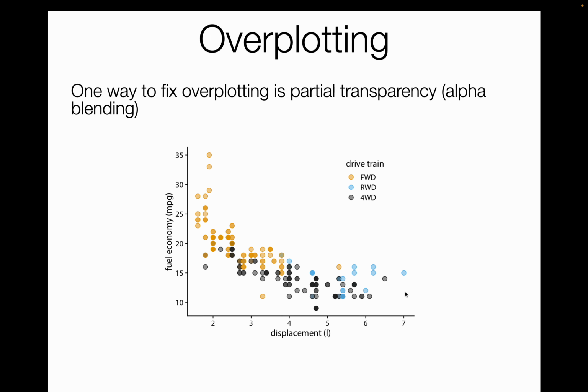One way to fix overplotting is partial transparency, or what's called alpha blending. I think I instructed you to do some alpha blending on a previous plot. Now if you look at points which are pretty transparent, they represent 1 point. Whereas points that are still as dark as can be have lots of points associated with them.